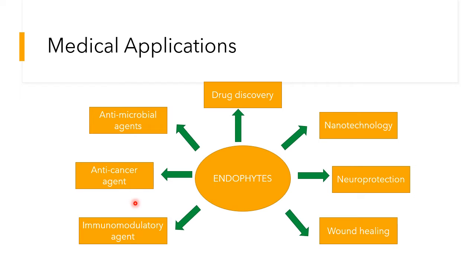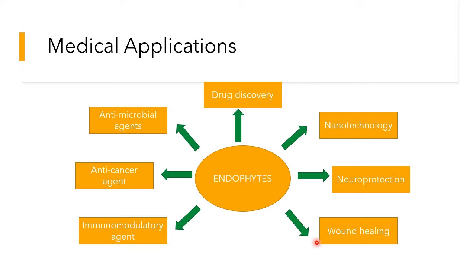Then immunomodulatory agents. That means that some endophytes have shown immunomodulatory properties, which means that they can regulate the immune system. This can be useful in treating autoimmune diseases, allergies, and other immune related disorders. Then wound healing. So endophytes can promote wound healing by producing bioactive compounds that stimulate tissue regeneration and reduce inflammation.